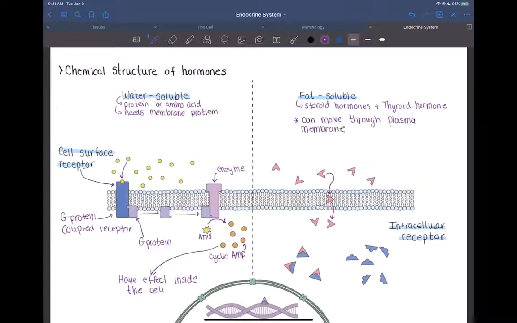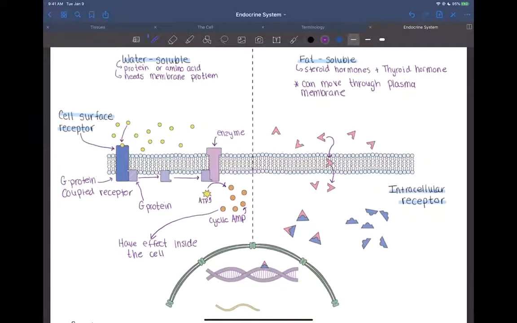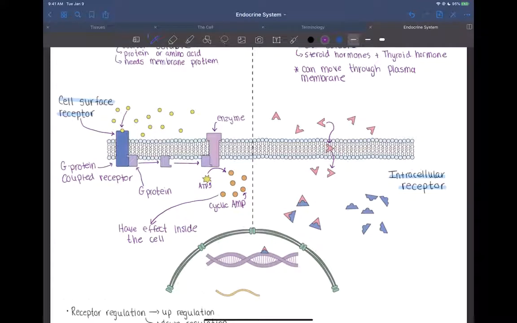And so once it does, it can then have its own effect on the inside of the cell. So it doesn't need to transfer that signal. The actual hormone itself just moves into the cell. And once it's inside of the cell, it needs to still find its receptor. These receptors for fat-soluble hormones are called intracellular receptors. So they are inside of the cell. So water-soluble hormones have cell surface receptors. Fat-soluble hormones have intracellular receptors.